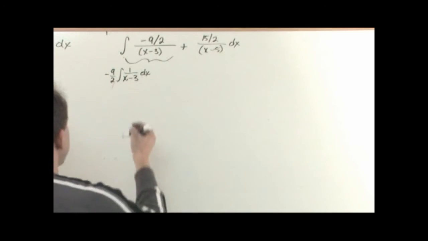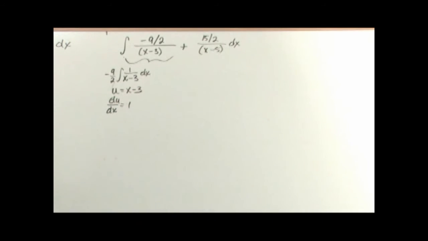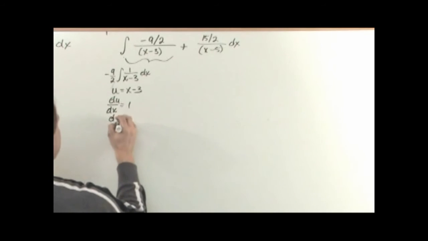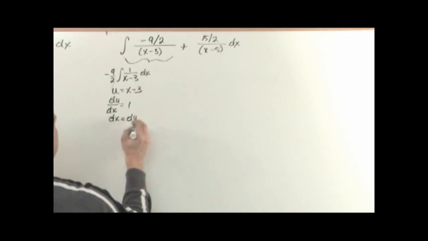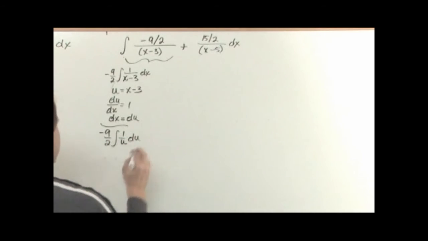And then I'm going to use a quick substitution. u is equal to x minus 3. du/dx is equal to 1. The derivative of this is equal to 1. And then dx is equal to du. And that's going to let me substitute in negative 9 halves times the integral of 1 over u du. And you guys may not all have to do this. I personally like to do the substitution just to make sure I haven't missed anything.